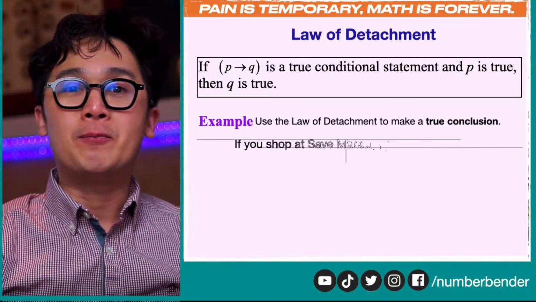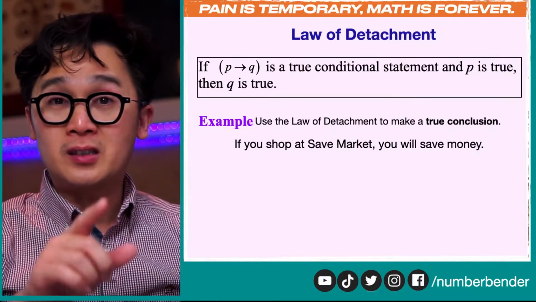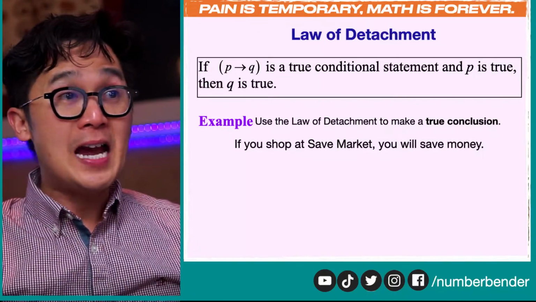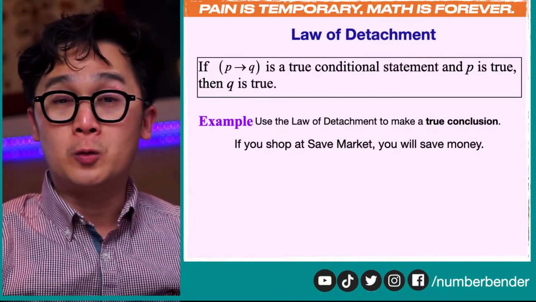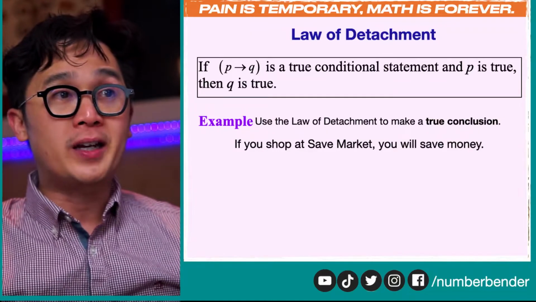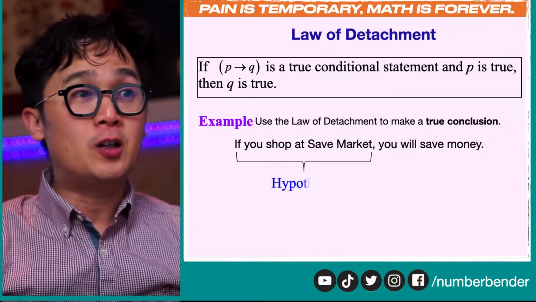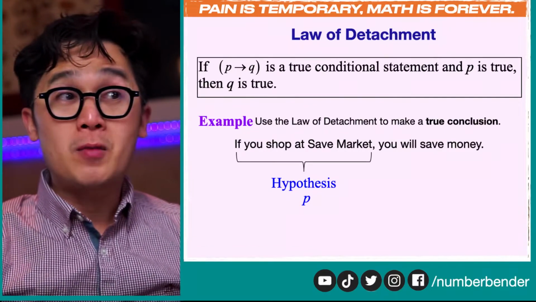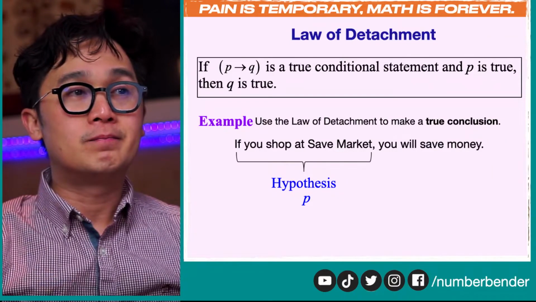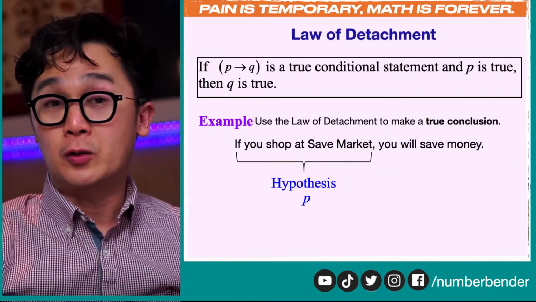Now let's have an example so that we'll have a better understanding of what the law of detachment means based on our definition. Using the law of detachment, we're going to make a true conclusion, and this example is: if you shop at Save Market, you will save money. So our hypothesis here is you shop at Save Market, which is our P, the hypothesis part of our conditional statement, and you will save money is our conclusion.